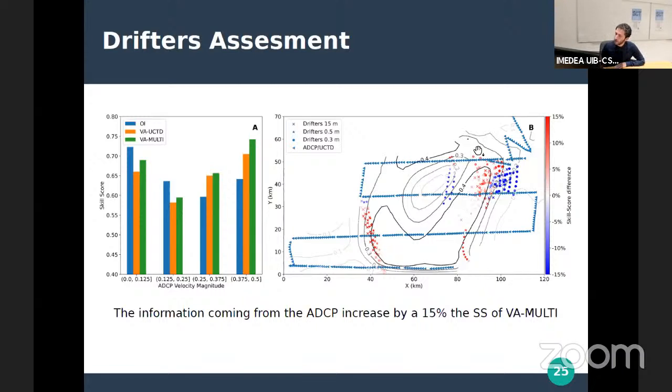The red dots represent where the multivariate analysis improves the skill score of the reconstruction, and all these points are in the area of strong horizontal velocity, represented by this black contour. You can see that there are also some blue dots, but we are not concerned about this for two reasons. One, they are outside of the front, the stronger flux of the front, and the other is that they were deployed later in time, so probably they also have some kind of problem with synopticity.